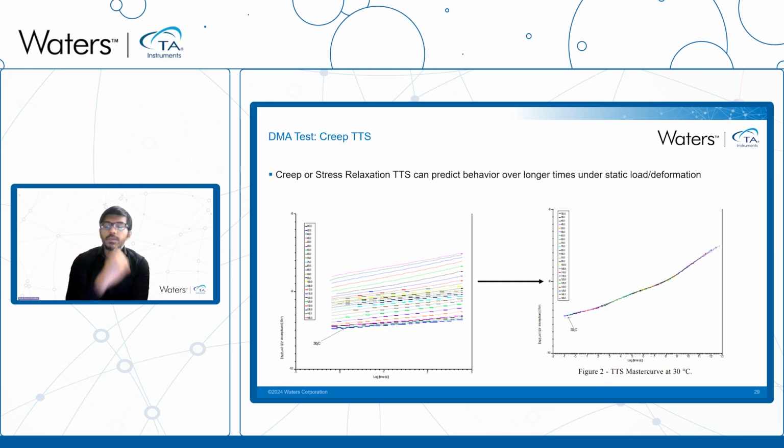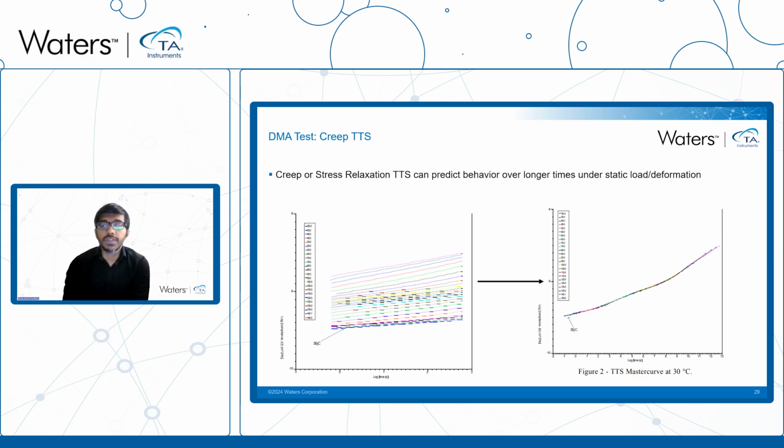Now let's talk about the concept of time temperature superposition, or TTS. A TTS analysis works on the assumption that material response at longer duration can be simulated with higher temperature, and material response at shorter duration can be simulated with lower temperature tests. In the creep TTS test, a regular creep test is performed at different temperature levels, starting from low to high temperature. Then a reference temperature is selected.